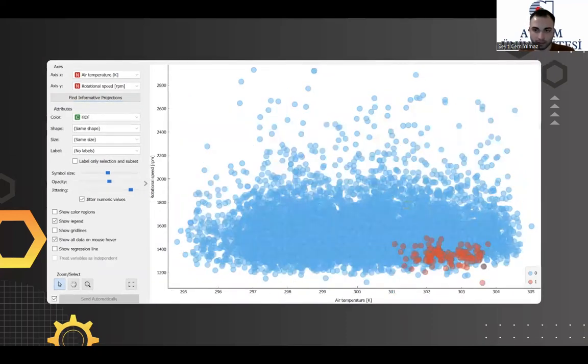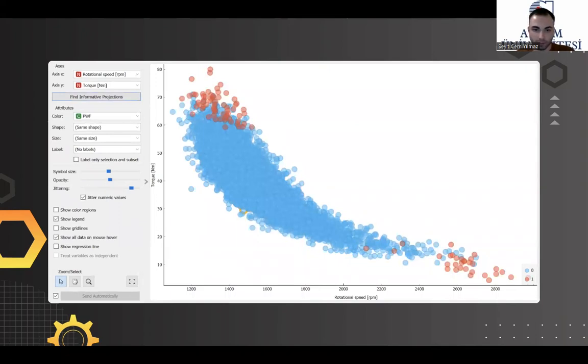And also we have another graph here, with air temperature in Kelvin on the x-axis, and rotational speed in RPM on the y-axis. Again, here we can say that if they are red, it's heat dissipation failure, and if they are blue ones, they are no failure. And we can see that the red ones are in a specific area, which will help our machine learning model to predict if it is heat dissipation failure or not. Next, please.